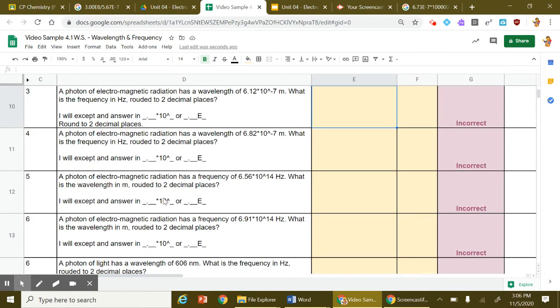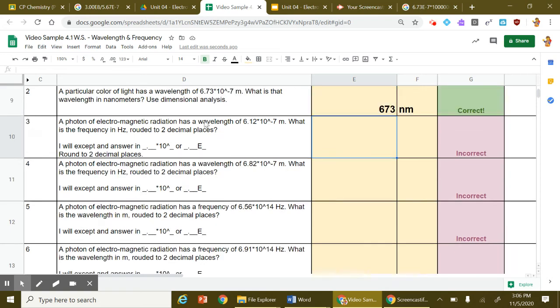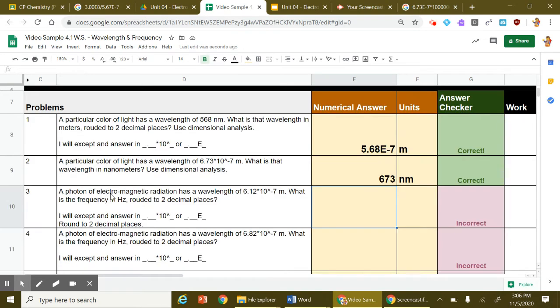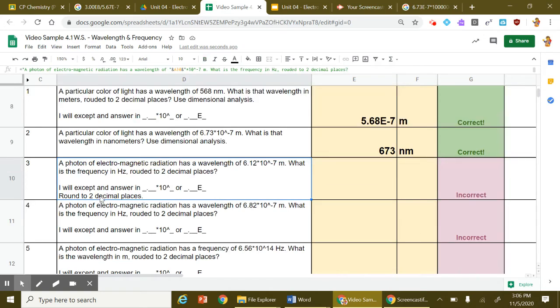Let's try this first one. A photon of electromagnetic radiation has a frequency of 6.56 times 10 to the 14th. Oh, am I looking at the wrong one? Yeah, sorry. I'm looking at the wrong one again. I scrolled down too far. Let me get back to where I am. Okay, number 3.